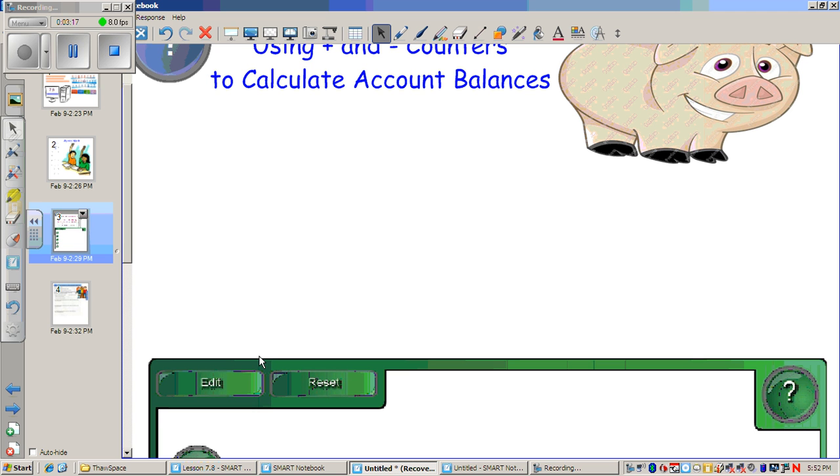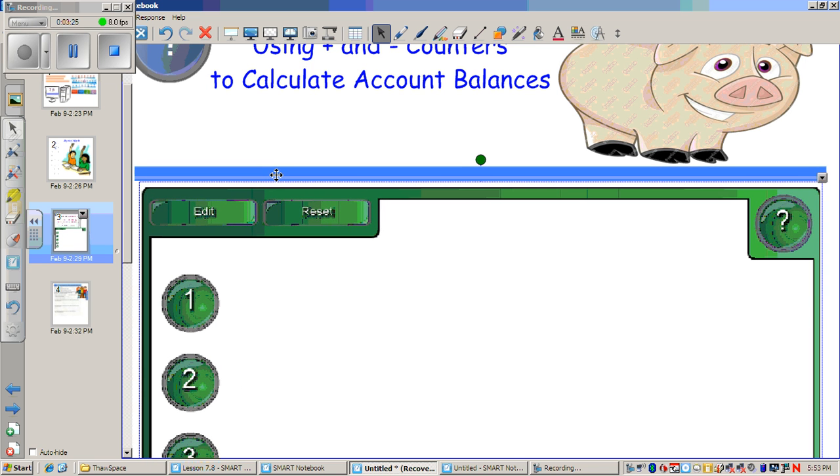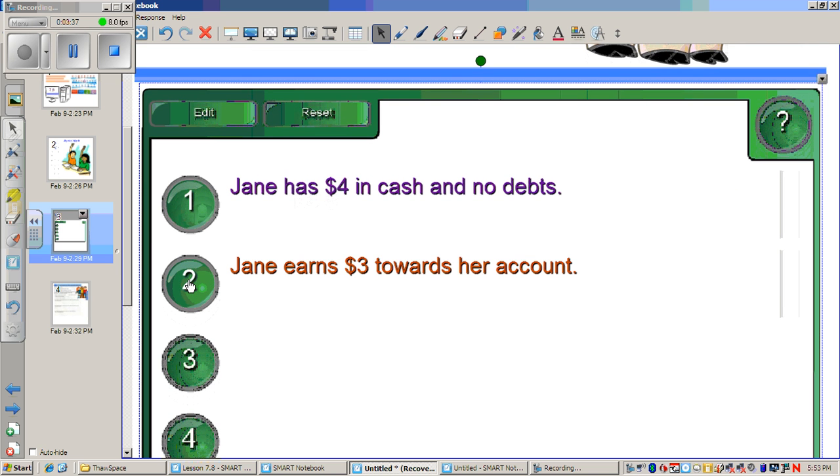So let's go back up here and move our little chart back. Let's take a look at this, okay? It says Jane has $4 in cash and no debts. So we know Jane has $4 right now in her account. Jane earns $3 toward her account. What are you at right now if Jane earns $3 more? Had 4, no debts, and now she earns 3 more. Please write down number 2 and put in the total by number 2 when you bring it in.